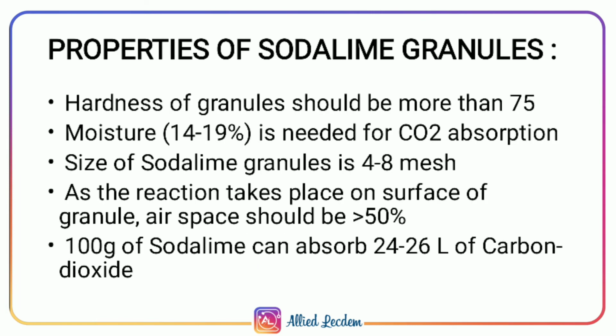Properties of soda lime granules. Soda limes are granules, so the hardness of the granules should be more than 75. Otherwise, there would be dust formation which may be inhaled by the patient. Moisture is needed for CO2 absorption. And the size of the soda lime granule is 4 to 8 mesh, or you can say 3 to 6 millimeter. As the reaction takes place on the surface of the granules, the air space inside the soda lime canister should be less than 50%. 100 grams of soda lime can absorb 24 to 26 liters of CO2.